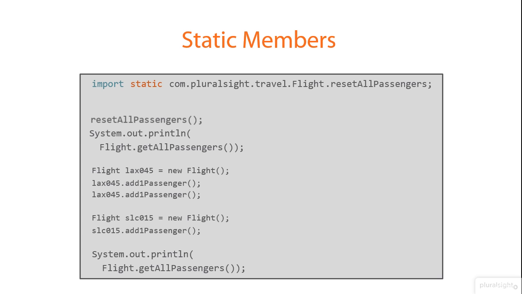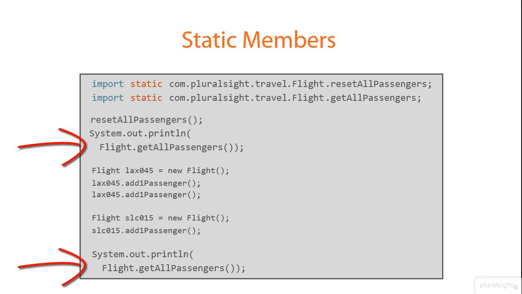The same thing for our get all passengers. I can have an import static, the package name, dot the class name, in this case flight, dot the method name. So in each case there we now print out and call get all passengers. Instead of saying flight.getAllPassengers, we'll say get all passengers. Same thing in the other print statement. So the static import just allowed us to type that more succinctly.